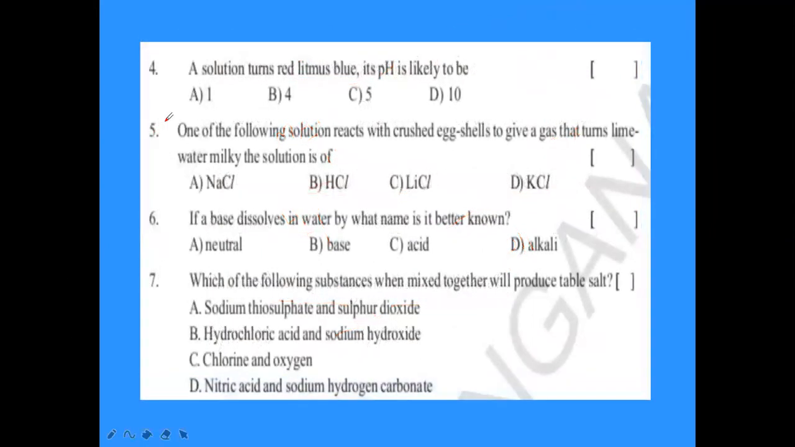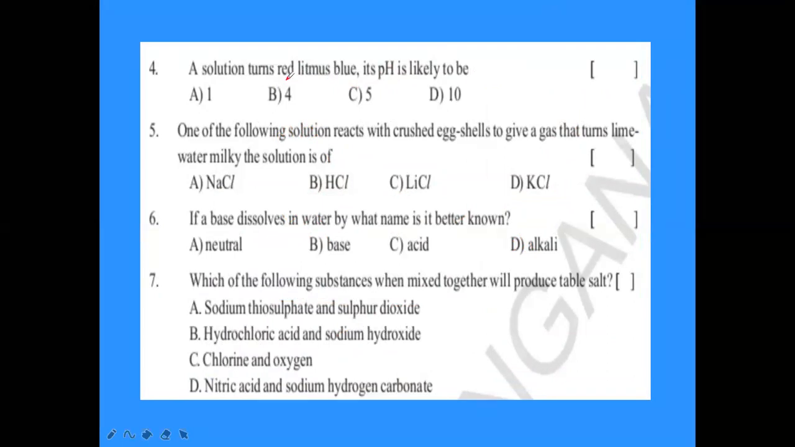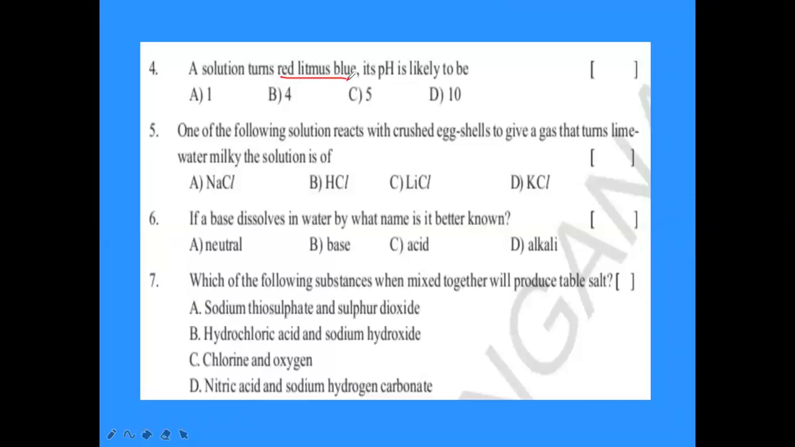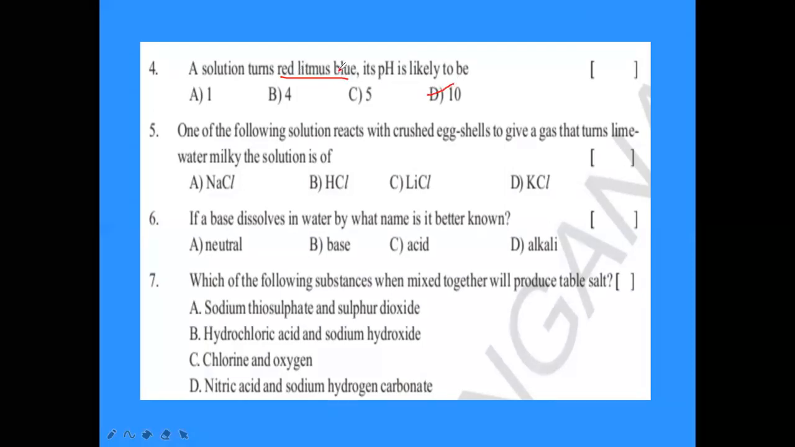Next important thing is that a solution turns red litmus blue. So red litmus changed into blue means it must be a base. Base means what will be the pH? The pH should be greater than 7. So greater than 7 is the answer here, because red litmus changed into blue means it is a base.